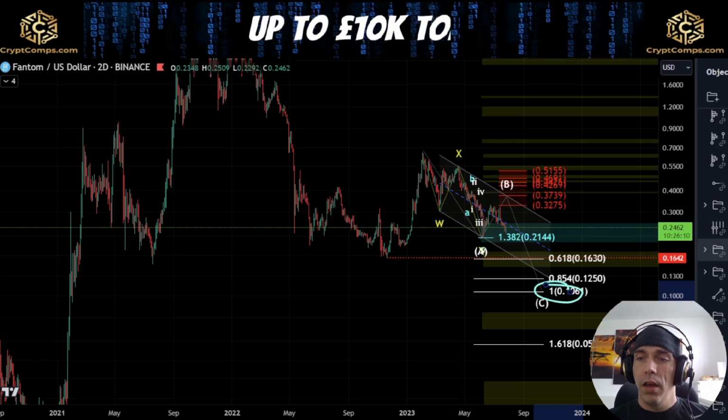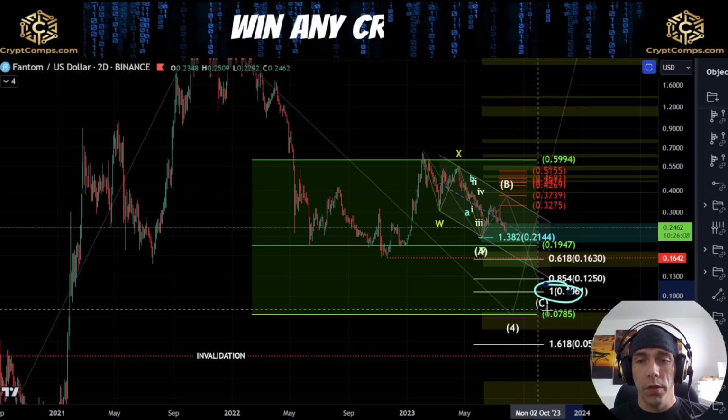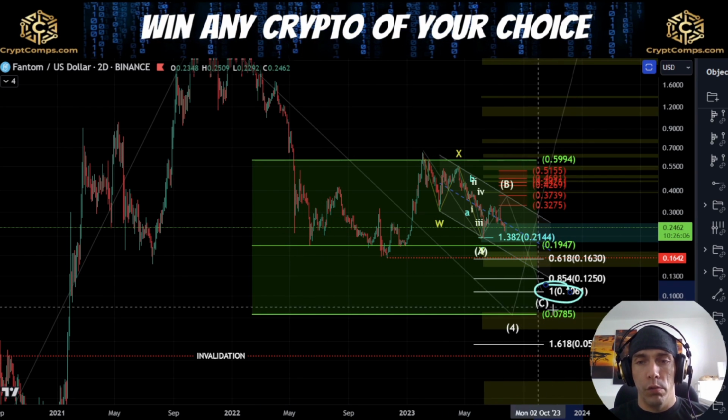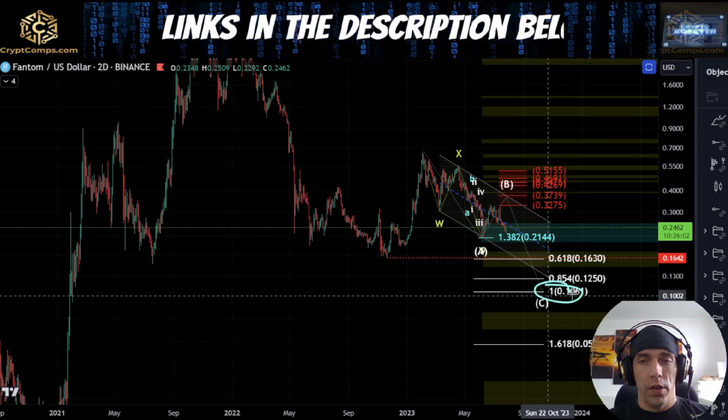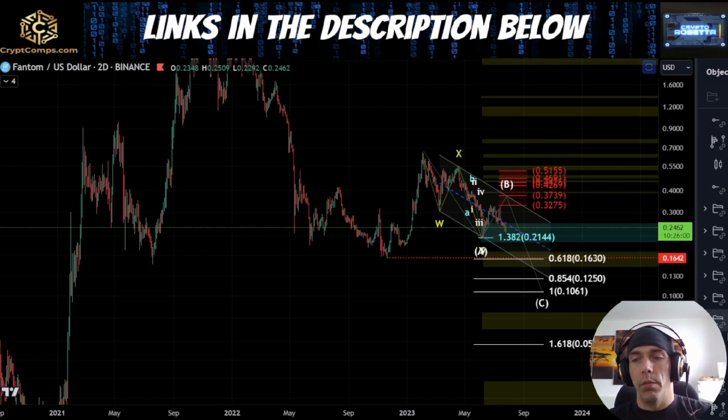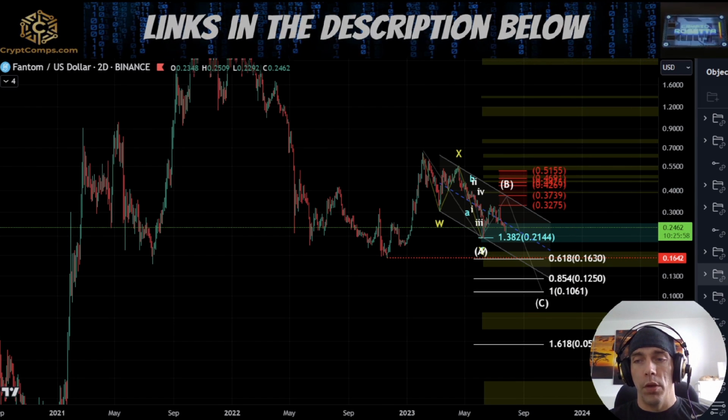Now that would still align with the idea of this as an impulse, because this would push us down towards this zone of the 0785 to this $10 range. So that would be aligning with that 4th wave idea within that bigger picture.